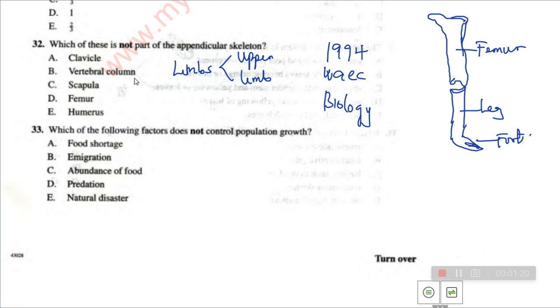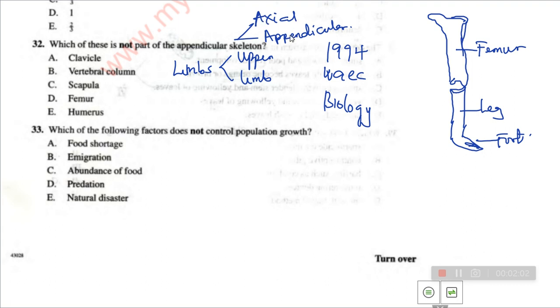Now, they said which of the following is not part of the appendicular skeleton? We have two types of skeleton in terms of the human skeleton: the axial skeleton and the appendicular skeleton. I'm talking of the forms of skeleton based on location. Because if I say types of skeleton, we have hydrostatic skeleton, endoskeleton and exoskeleton. But here I'm talking about the position. That is, we have the axial skeleton and we have the appendicular skeleton.